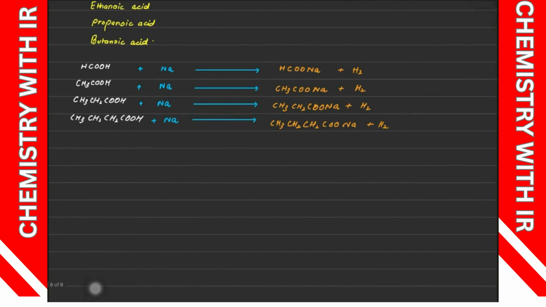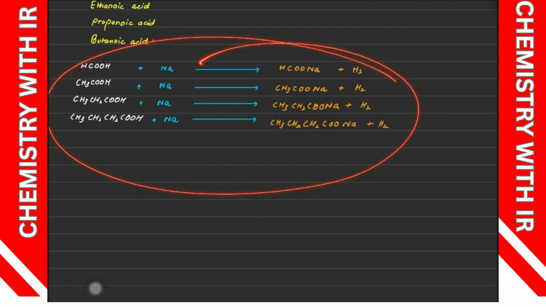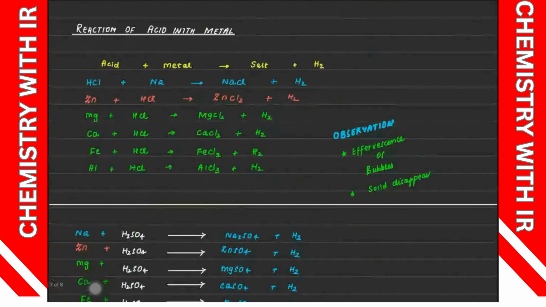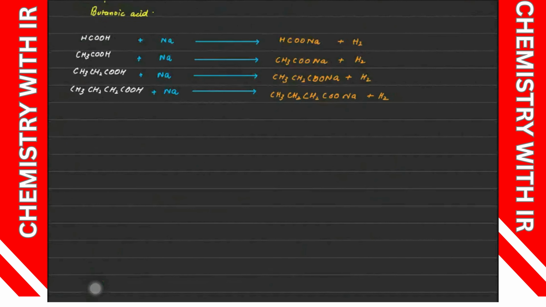Also, when acid reacts with metal, it's a redox reaction. It's a very important point. I'm going to connect this chapter with redox. I'm repeating, when acid reacts with metal, it's a redox reaction.